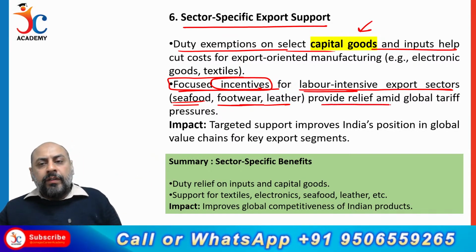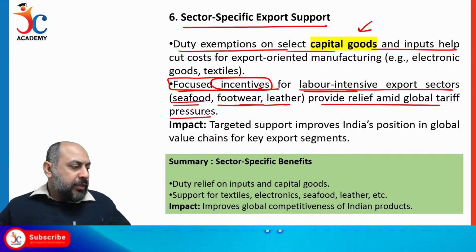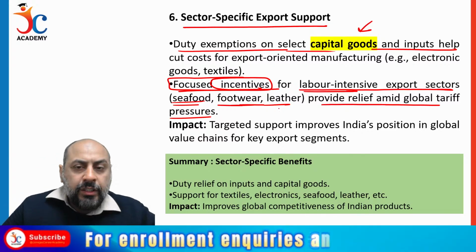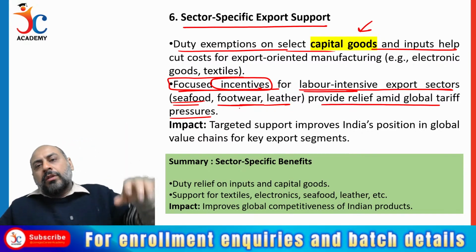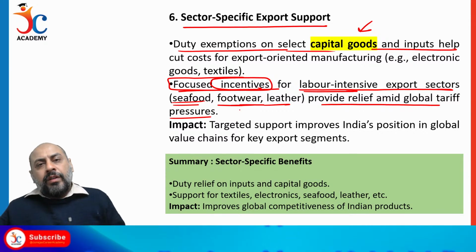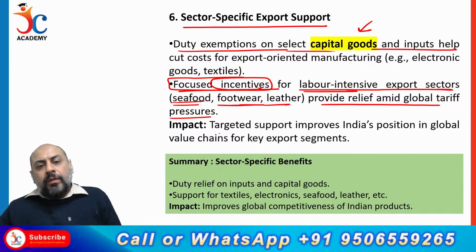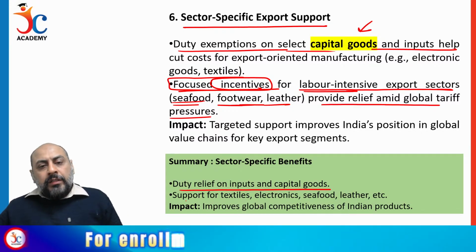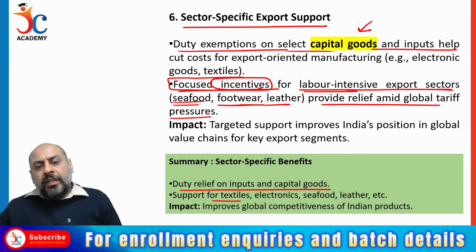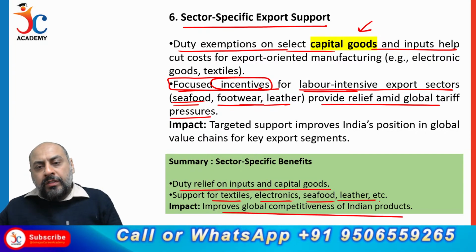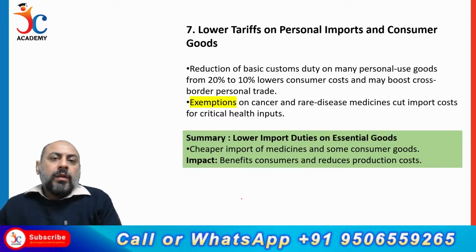So we will provide relief amid global tariff pressures, because recently these products were tariffed very heavily by the US government. Duty relief on inputs and capital goods was given, and support was specifically given to textiles, electronics, seafood, and leather, etc. This will improve the global competitiveness of Indian products.